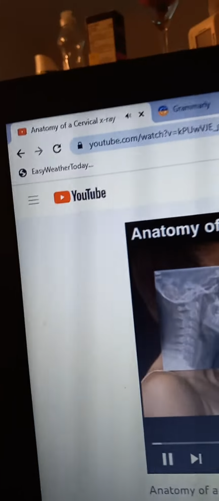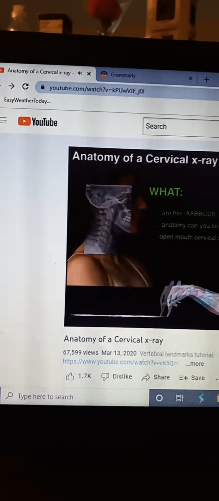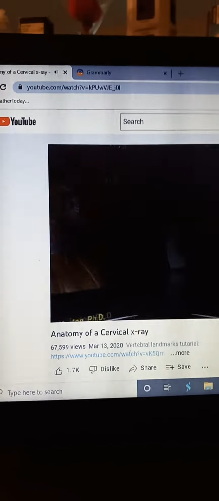Today we're going to cover the anatomy of a cervical X-ray, answer the questions: what are the purposes, what are the A's, B's, C's, and D's of a cervical X-ray, and what anatomy can you see on a lateral, anterior, and open mouth cervical X-ray? Hello everyone, my name is Dr. Morton, and I'm an anatomist.